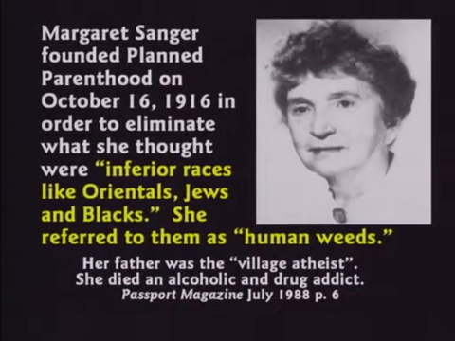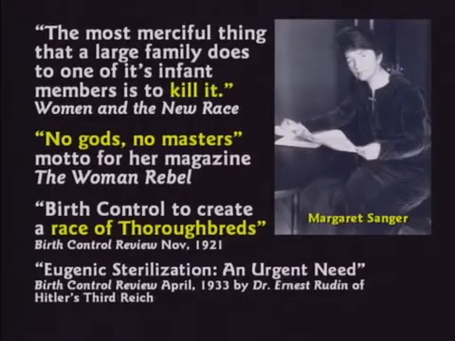Are we nuts? Margaret Sanger started a group called Planned Parenthood. The purpose of Planned Parenthood was to eliminate the inferior species. She thought the Jews, Orientals, and blacks were human weeds. We could spend hours on Margaret Sanger. Get our videotape college class, CSE 103, I believe, where we cover this.